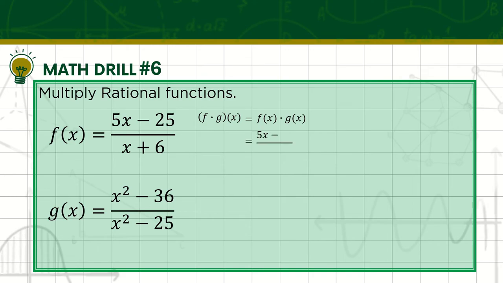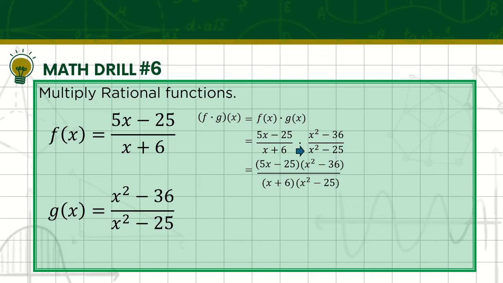We have the f of x, which is 5x minus 25 all over x plus 6, times the g of x, which is x squared minus 36 all over x squared minus 25. And then what we're going to do is multiply numerator to numerator, denominator to denominator. First, the numerator. We have now 5x minus 25 times x squared minus 36 all over, for the denominator, x plus 6 times x squared minus 25.